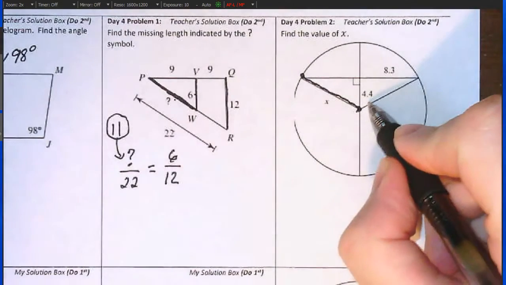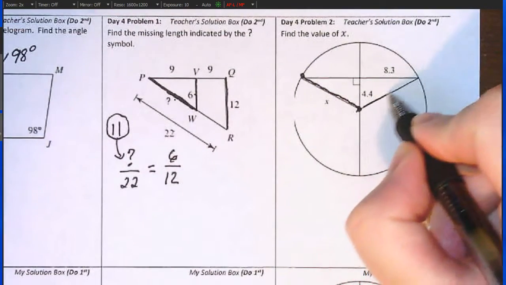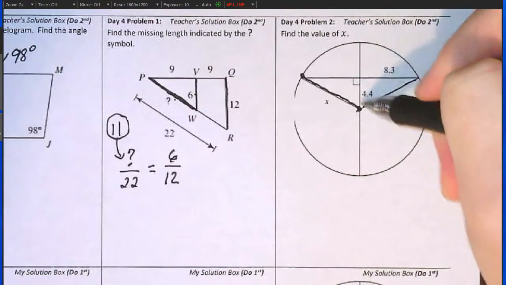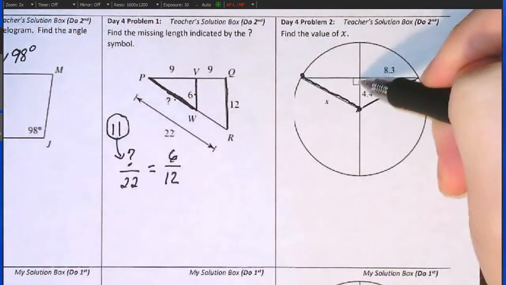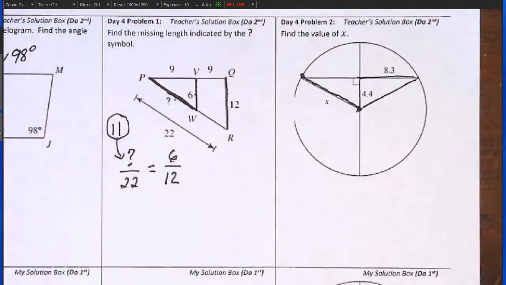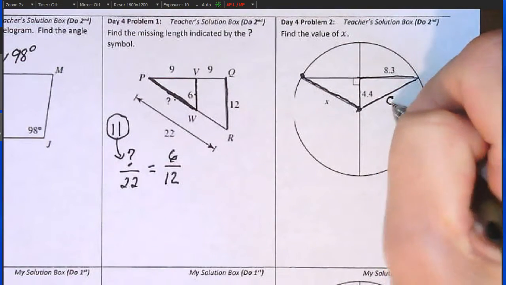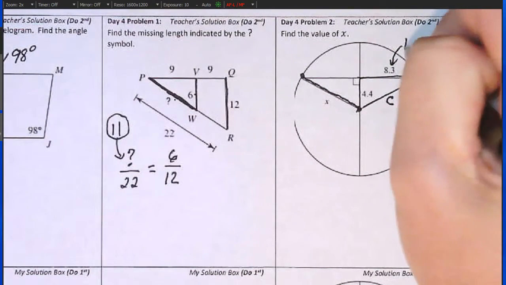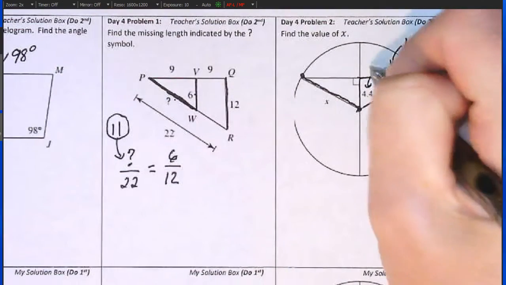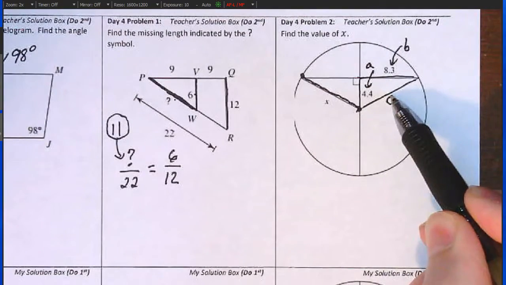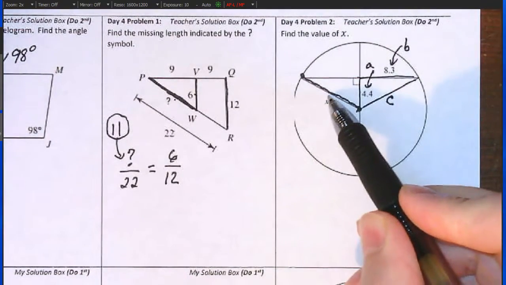I notice over here on the other side of the circle, there's another radius drawn. It doesn't have any number written on it or anything, but it's part of a right triangle. And this side of the triangle is 4.4, and this side of the triangle is 8.3. We can use the Pythagorean theorem to find the hypotenuse of that triangle. We want to find C. That is the B, and that number is the A in the Pythagorean theorem. And if we find this answer, it will be the same thing as this segment here that has x on it.